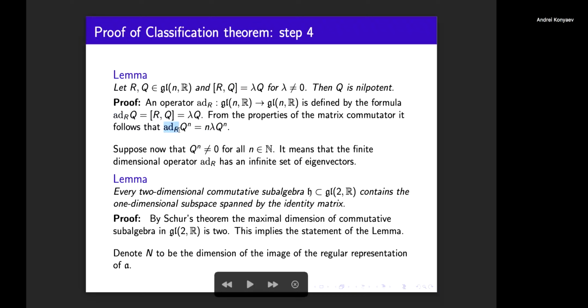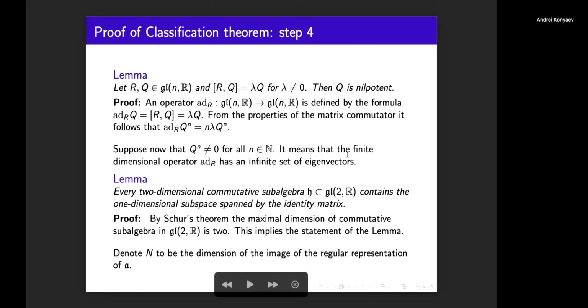But this operator is actually finite dimensional, so it cannot have infinitely many eigenvalues. So at some point this thing must be 0, right? And when is it 0? When, because n and lambda are not 0, it means that Q to the power of n is 0, right? So it's a simple observation, useful, and naturally appears in many different things.